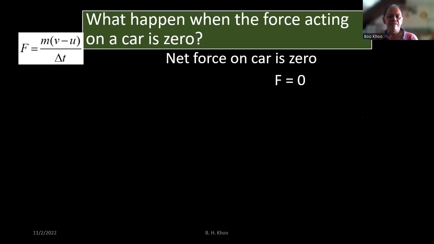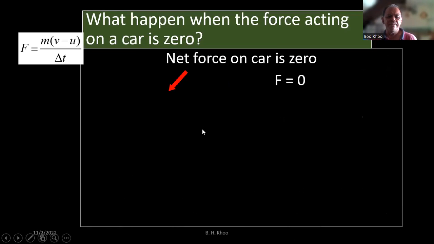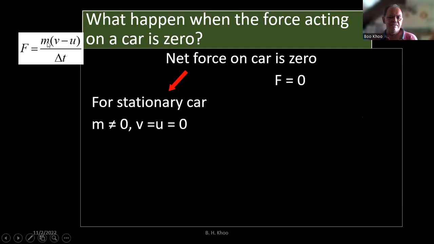We can summarize what happens when the net force acting on a car is zero. Two things can happen. First, a stationary car. The stationary car has mass, force is 0, so a equals 0. It means the final velocity equals initial velocity if there's no force acting. So the car remains stationary.